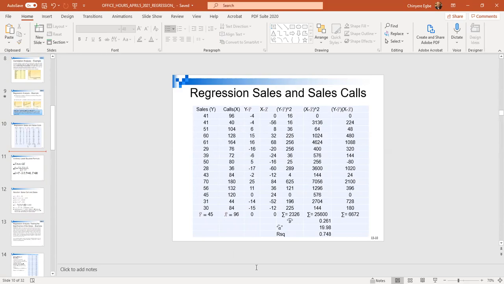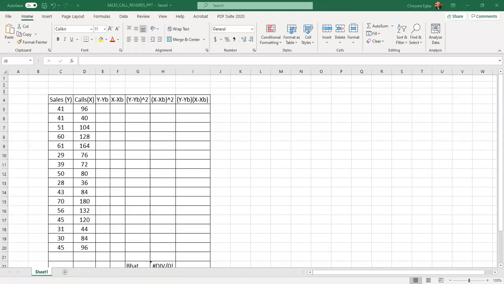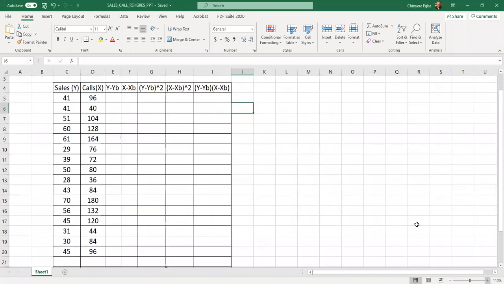So I'm going to stop this share and bring up the file. This is a file that shows you. I'm going to share it. Sorry. All right. Are you seeing my regression spreadsheet file? Yes. Okay.